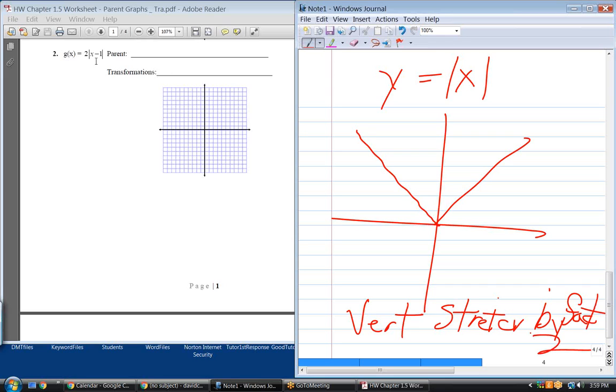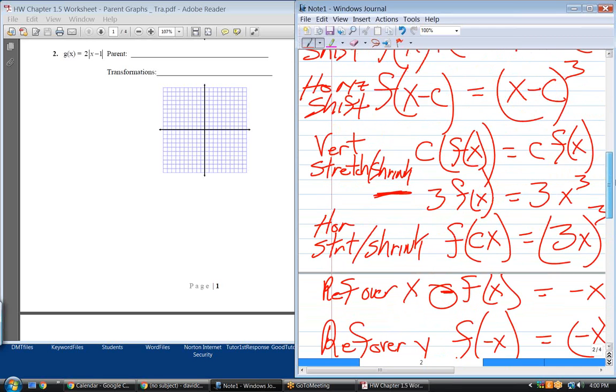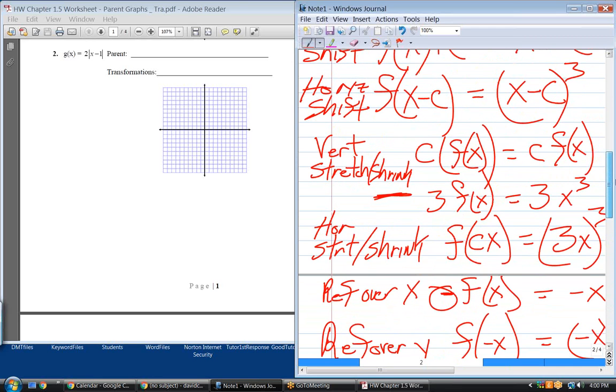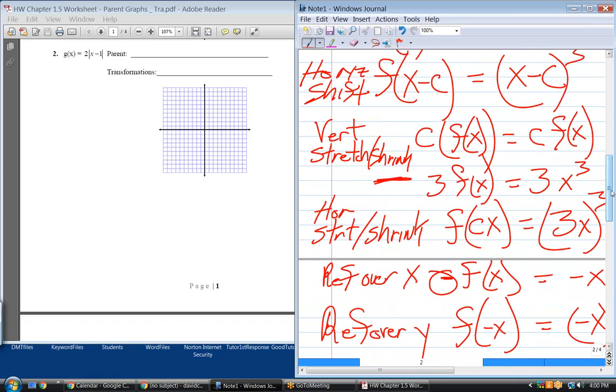What else is going on? Then I see a -1, which is inside the function. What's that? Okay, so what does that become? So it would be x minus c, which is -1. So would that be a horizontal shift? Correct. Which way?